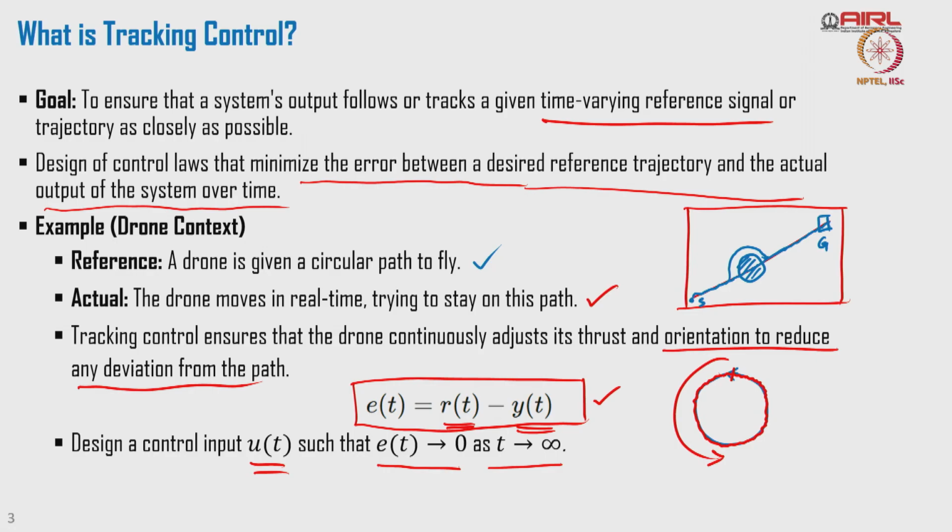However, we can't wait till infinite time, because that will be a question on the speed of the system. We need to reach the target trajectory which we need to follow, a reference trajectory, as soon as possible. So, for that the error should be going to 0 in some finite time.